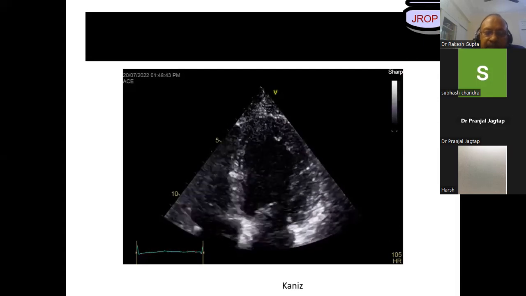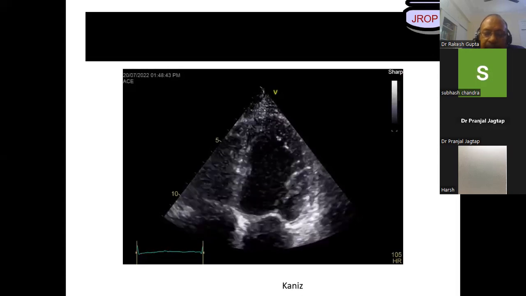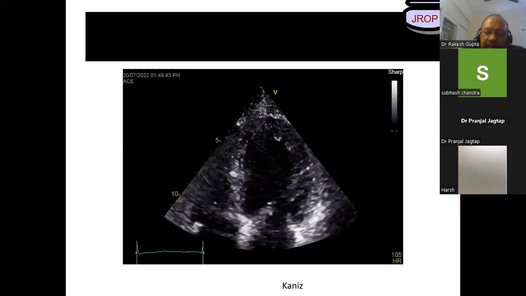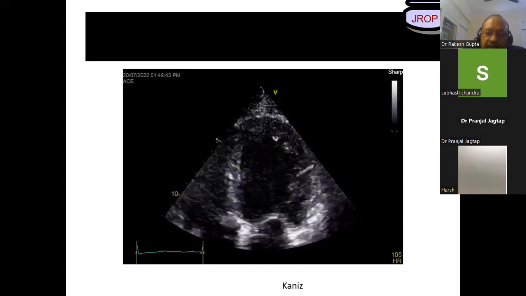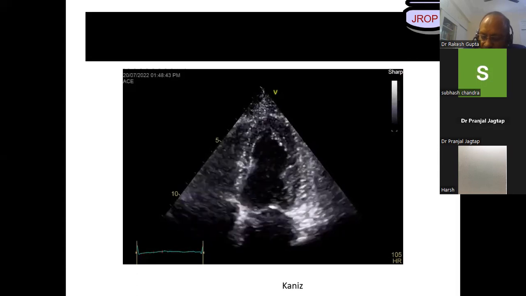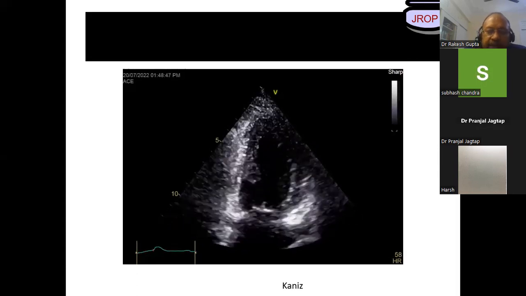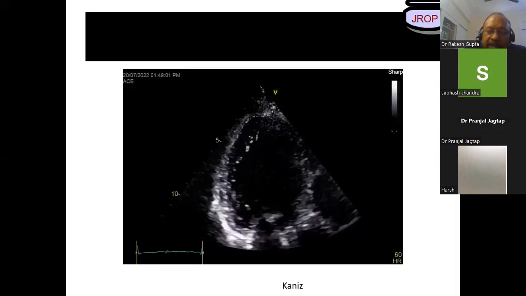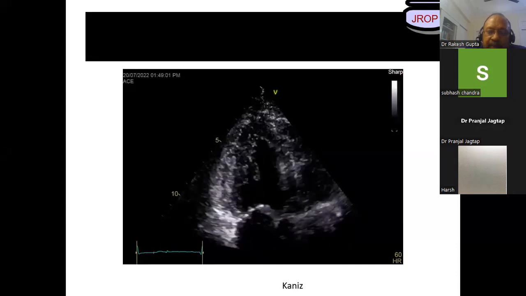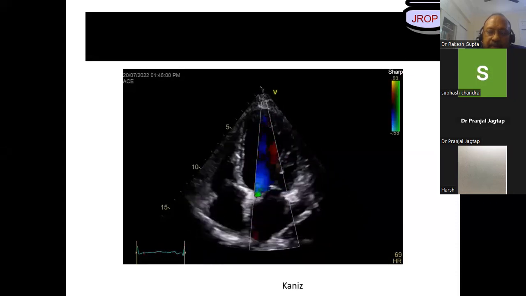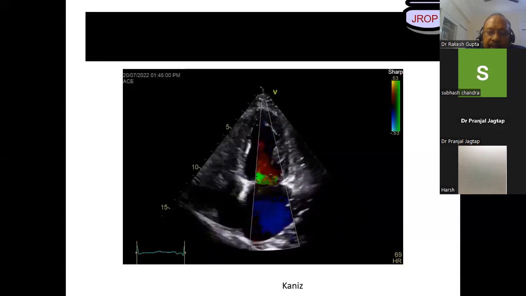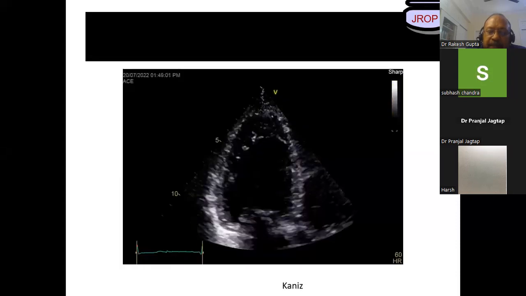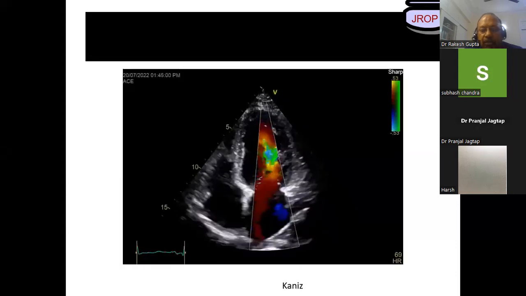This is a follow-up of the same patient who had cardiomyopathy. And we did a follow-up after some time, and all these wall motion abnormalities which you saw previously had disappeared. Okay, sir. Great. I'll ask you one more, Pranjal. Same patient, normal LV systolic function. Look, all three images are of the same patient. No MR now? No, the MR has disappeared, Pranjal. Yes, sir, completely. Only trivial MR is present.